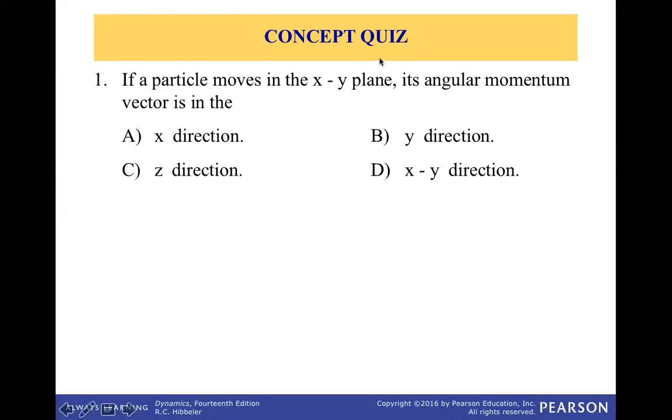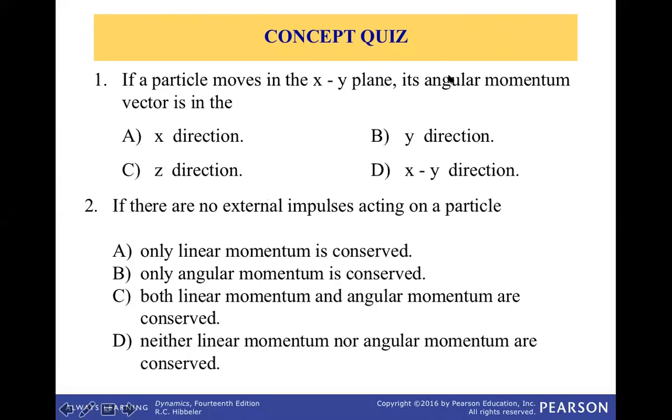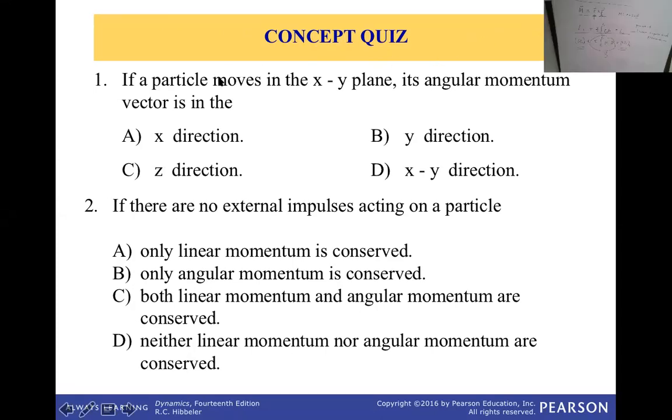All right, I think most of you have given me your answers, so we can take a look here. The first one says, if a particle moves in the xy plane, its angular momentum vector is in... So if it moves in the xy plane, then the vector should be in the z direction. Let me show you on my paper here.